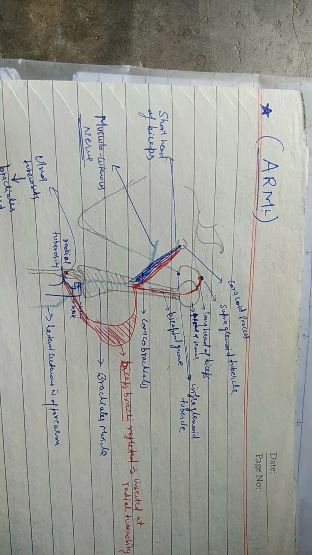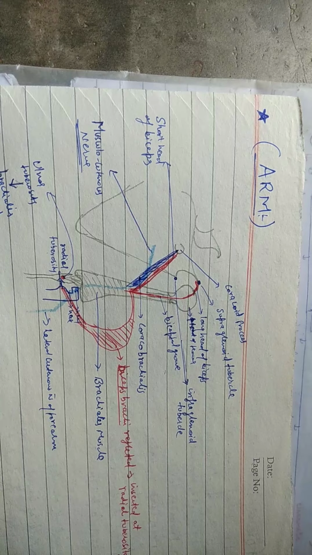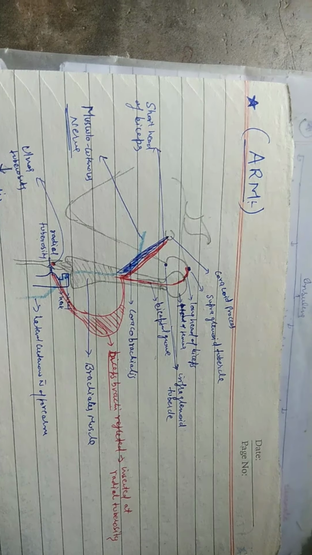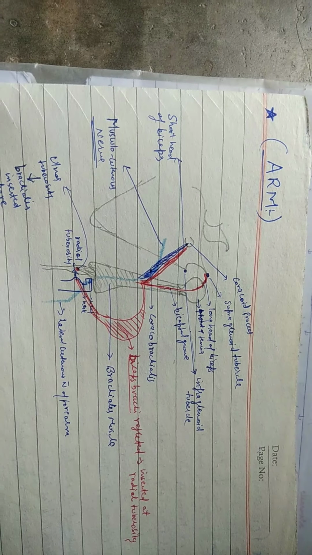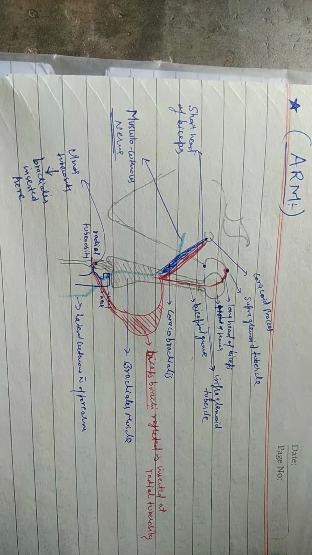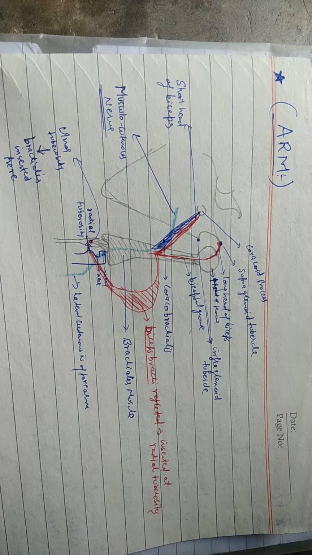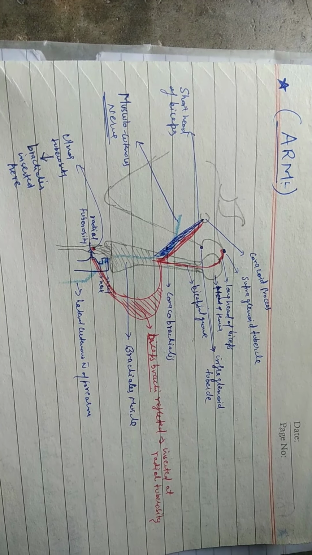We are having the musculocutaneous nerve. Then the musculocutaneous nerve continues as the lateral cutaneous nerve of forearm. The biceps brachii gets reflected and inserted at radial tuberosity. We are having ulnar tuberosity where the brachialis gets inserted. So guys, as I have discussed everything about the arm, the muscles, the nerves which are present here.